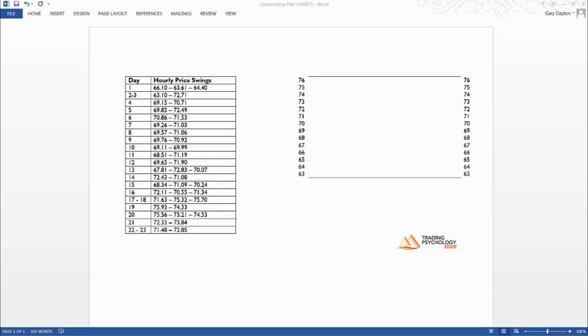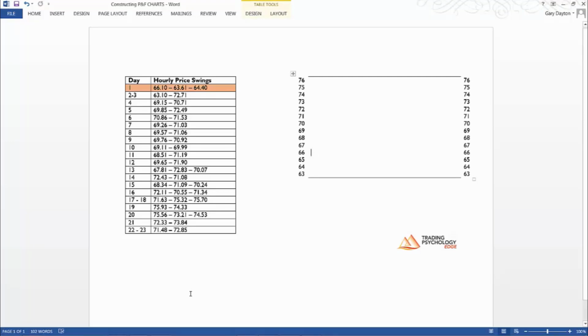You can see that on the left-hand side, I have transferred the hourly price swings from the 60-minute chart shown above onto this chart. And then on the right-hand side, we have space to create our point and figure chart. So let's begin. Our first set of data shows hourly price swings from 66.10 down to 63.61, and then back on up to 64.60. So we're just going to start in as if there's nothing else on the chart, which there isn't.